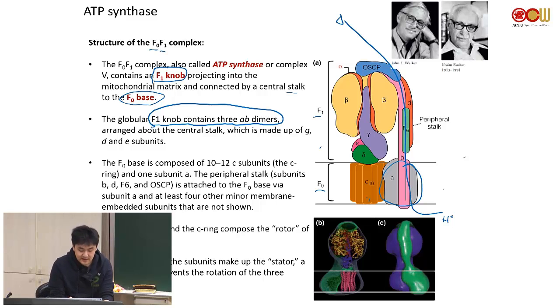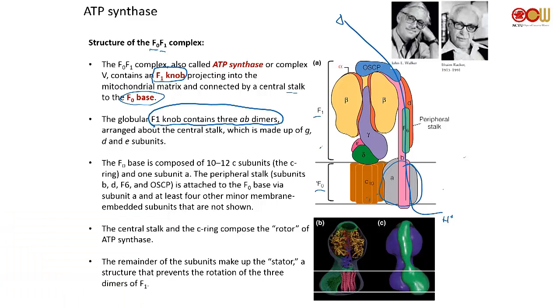Basically here it just says that the F0 base is composed of a bunch of C units, and a peripheral stalk that's composed of B, D, F6, and so on. It doesn't really matter. Now, the central stalk and the C ring is the rotor of the ATP synthase. So actually, this thing, C1 to C10, this thing actually rotates. So this part.